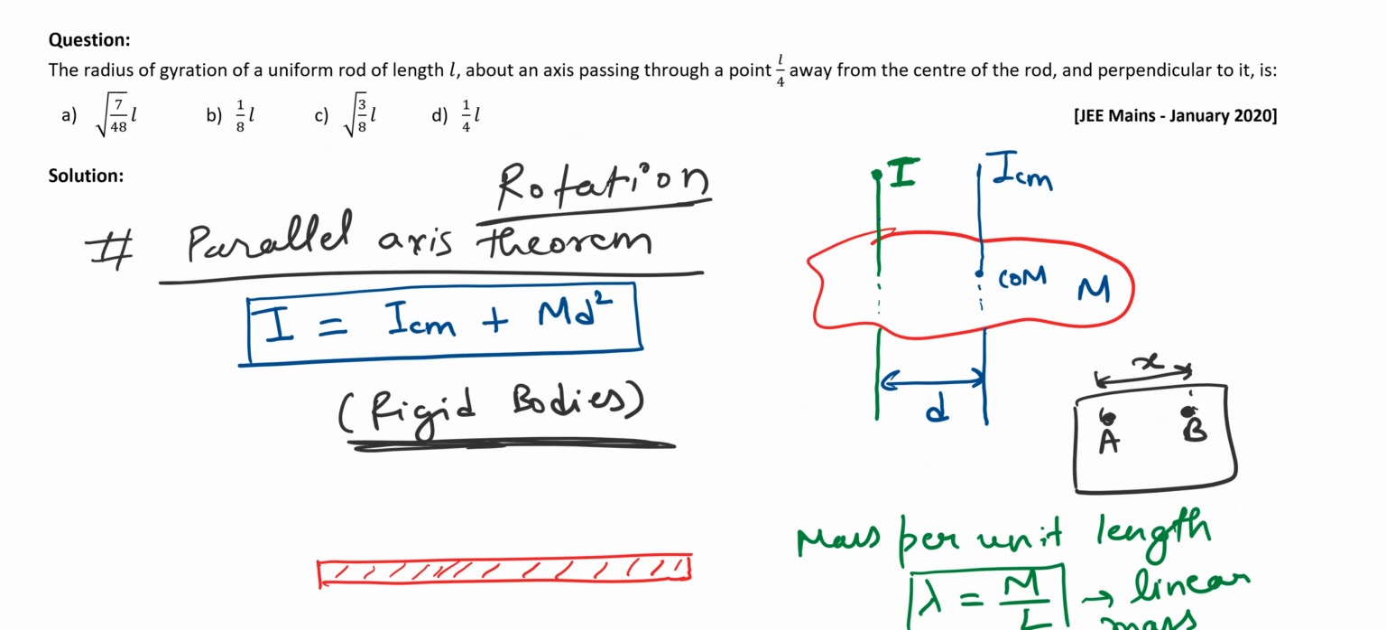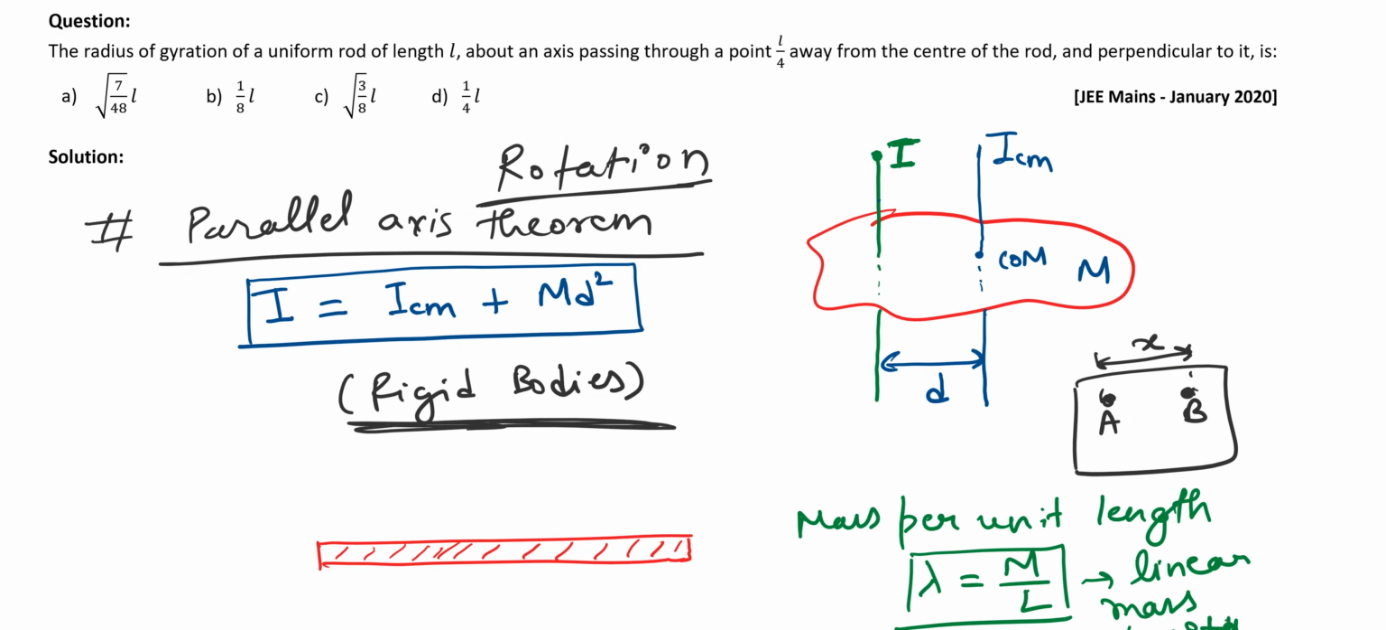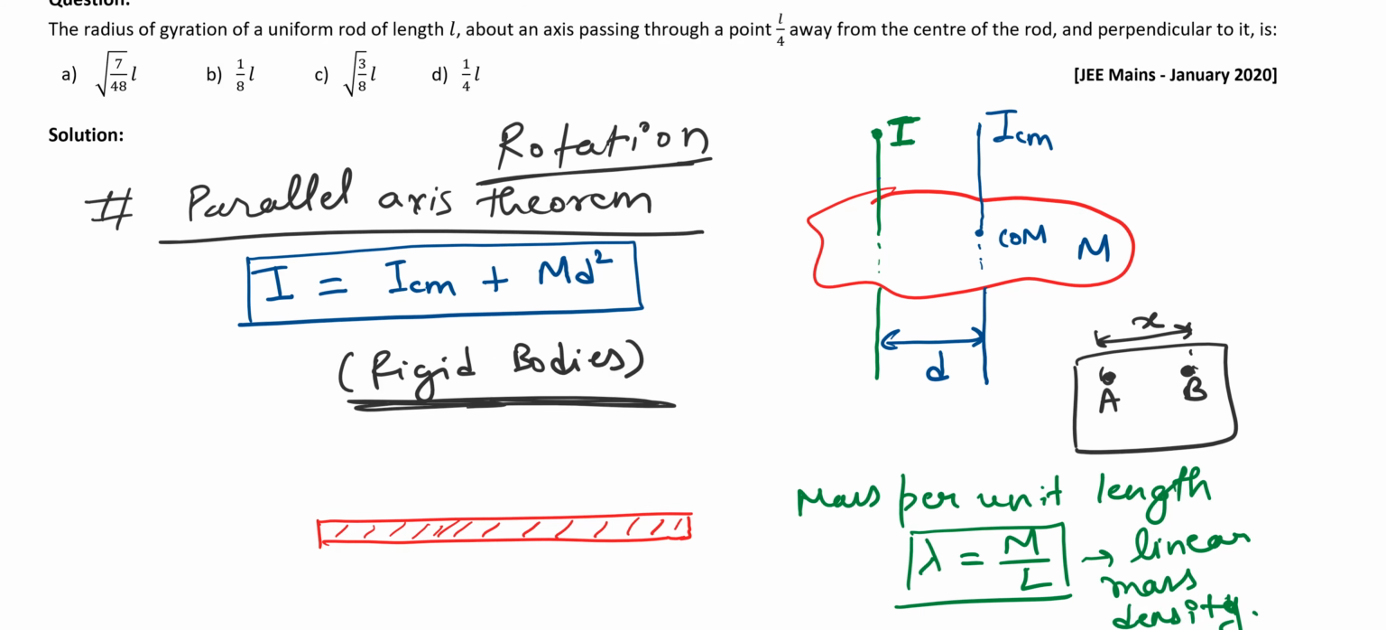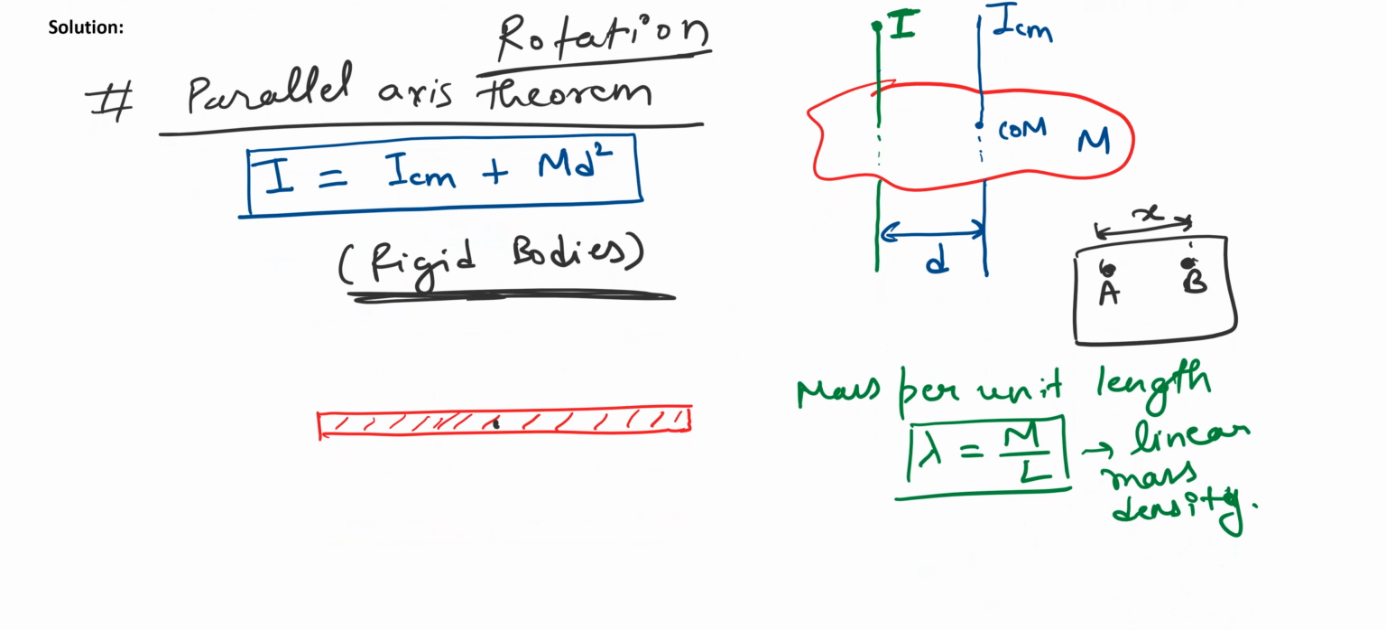Now we need an axis which is L by 4 away from the center of the rod. So where is the center of the rod? The center of the rod is at L by 2 distance from one of the ends, or both of the ends. Now we have to find the moment of inertia about an axis which is at distance L by 4 from the center. So this is the distance. You have to find I about this. Your rod is rotating about this axis.